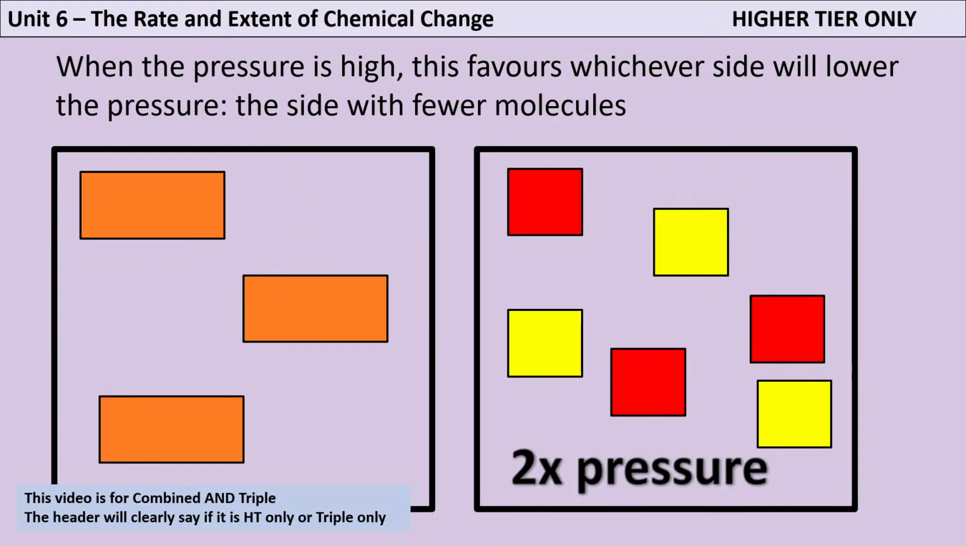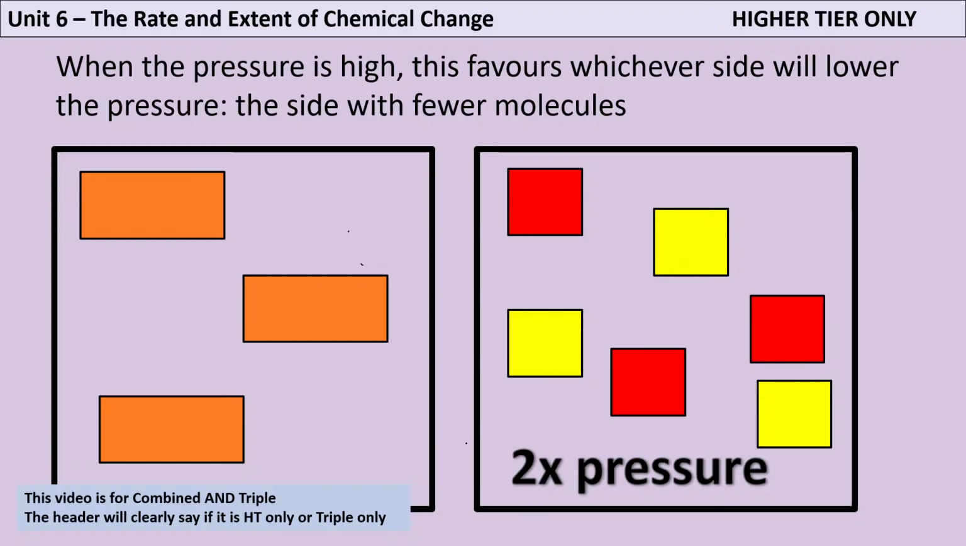Okay, so next up we need to talk about pressure. So it's important that we understand what pressure is actually caused by. So pressure is caused by particles colliding with the walls of the container they're in. So if I've got twice as many particles, like I have on the right hand side, then there is twice as high a pressure. So if we increase the pressure, it will favour the side that has fewer molecules on it.